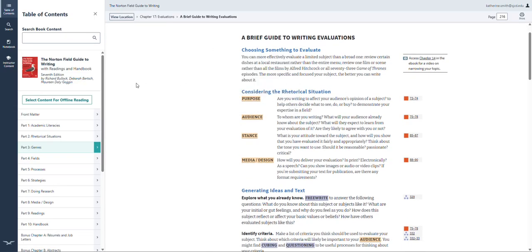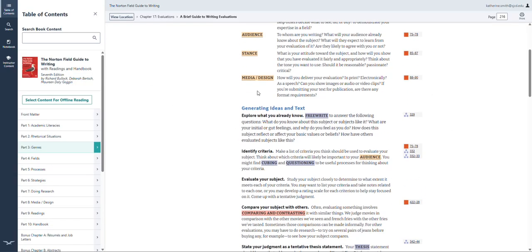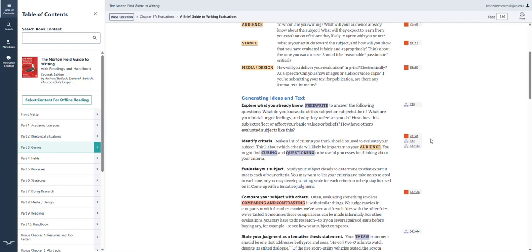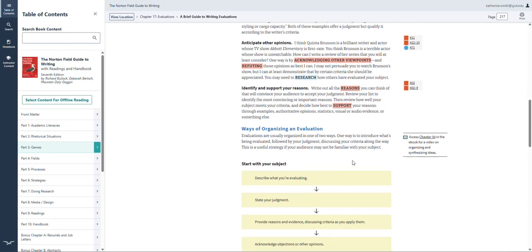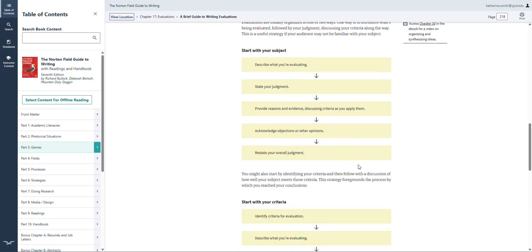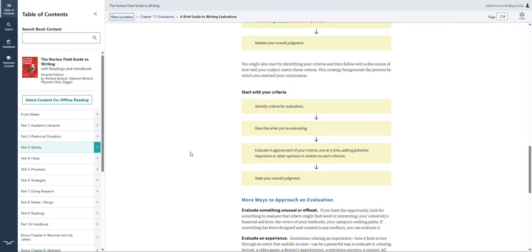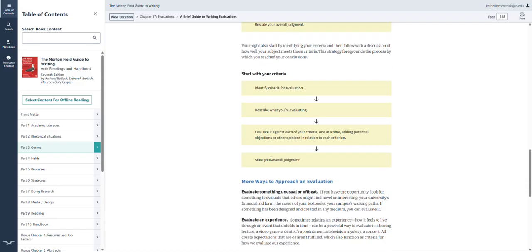Choosing something to evaluate, well, that's going to be chosen for you, so you don't have to worry too much about that. But all of this information here is good about generating ideas and texting, comparing and contrasting, acknowledging other viewpoints. Obviously, you're going to have to acknowledge that somebody somewhere thinks that it's a good idea or a bad idea. And you can go into that briefly because it's not really the focus of your evaluation. It's more of what you think of it based on the article that you're going to have.